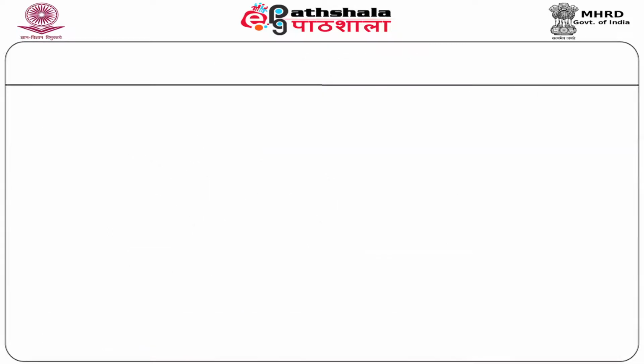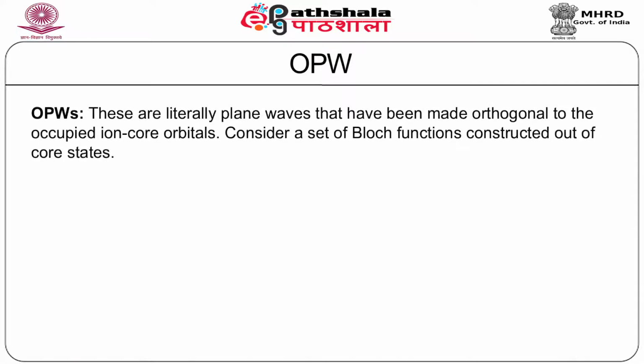With this, we now start discussing the orthogonalized plane waves. Orthogonalized plane waves are literally plane waves that have been made orthogonal to the occupied ion core orbitals.